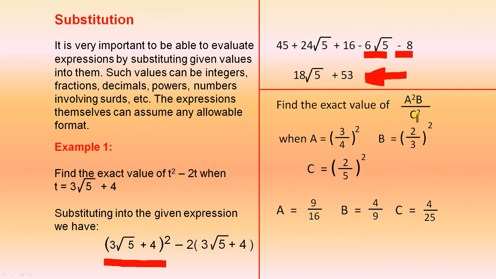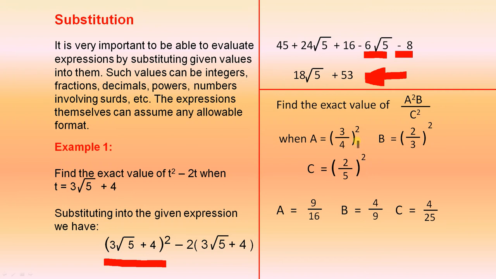Find the exact value of a squared b over c squared. A is 3 over 4 all squared. B is 2 over 3 all squared. And c is 2 over 5 all squared.